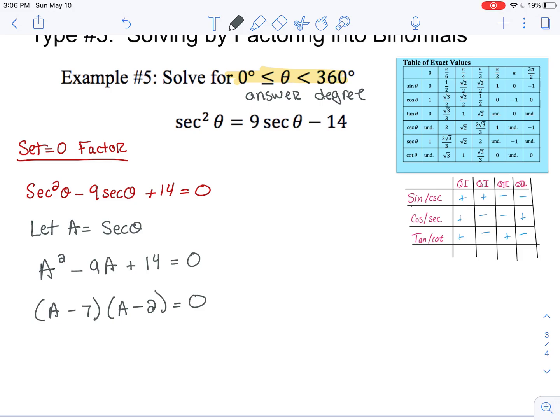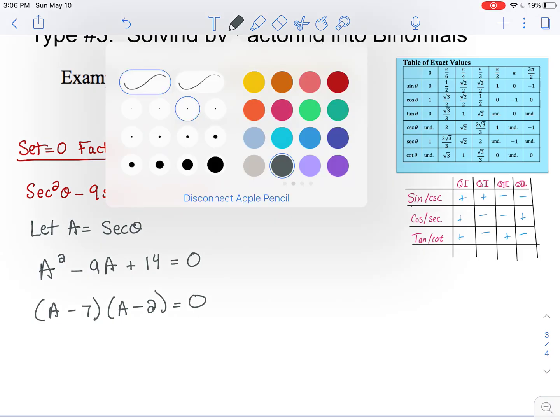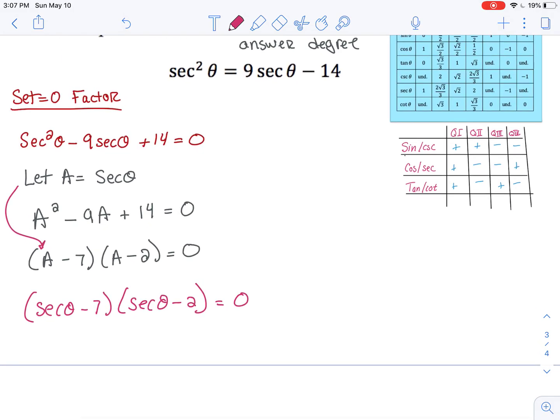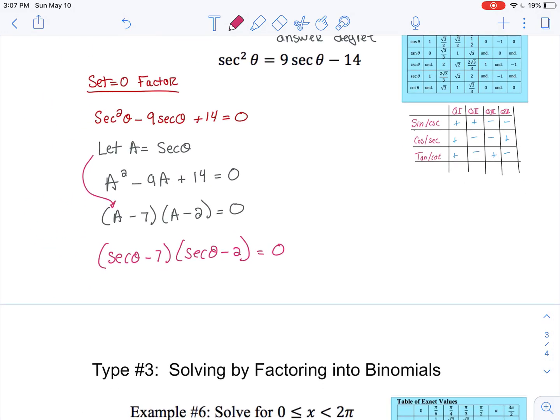Now we can go ahead and substitute that back in, and we can see that a is really secant theta, so I'm going to have secant theta minus 7, secant theta minus 2 equal to 0. Now we're just going to have two equations that we need to solve.